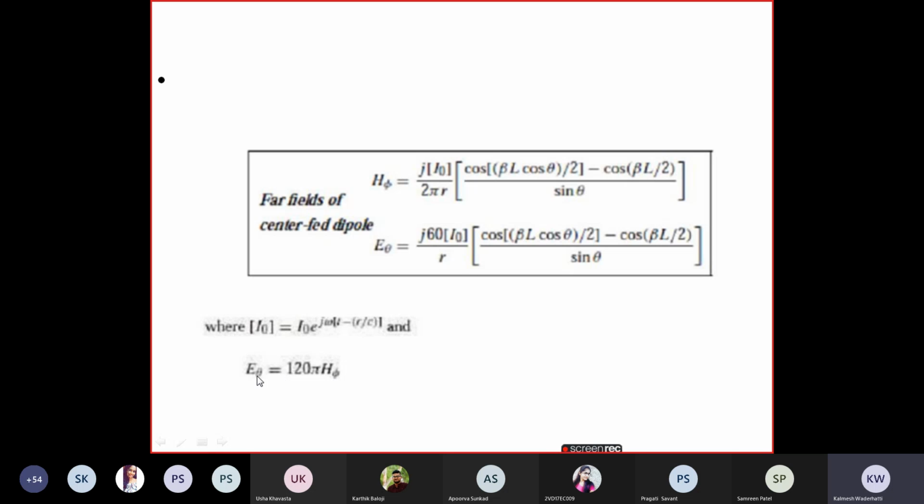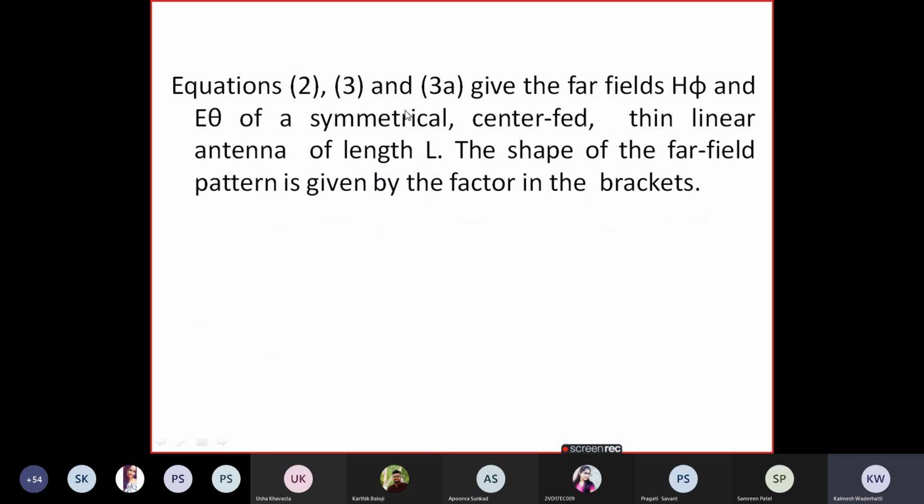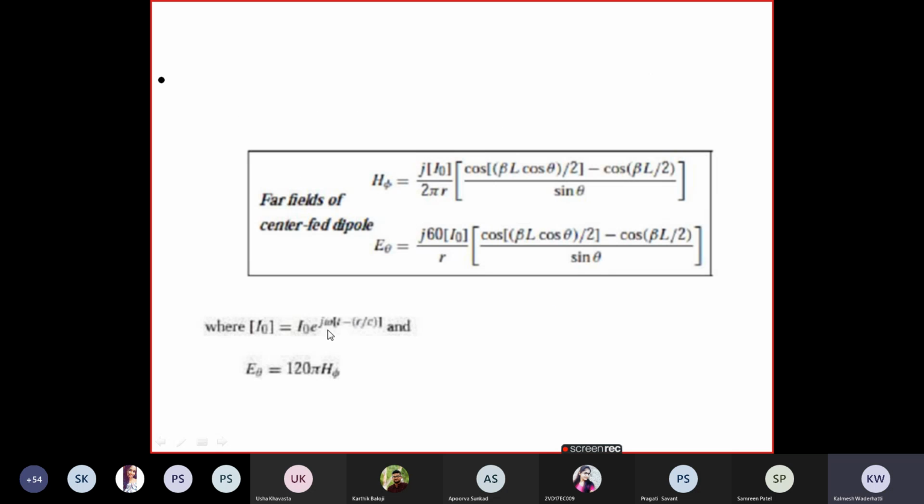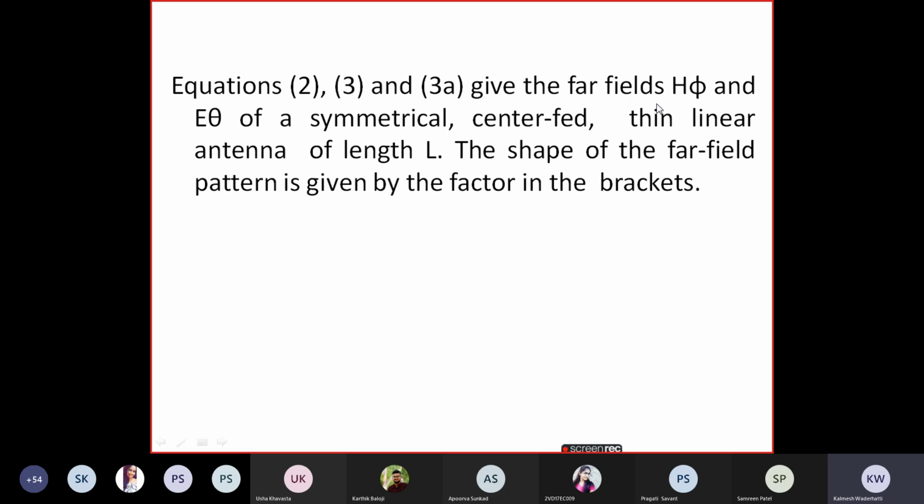Why? Because we have the intrinsic impedance, which is equal to the ratio of E theta to H phi. Therefore we have E theta equal to 120 pi H phi. Here we have three equations, equations 2, 3 and 3a. They give the far field H phi and E theta of the symmetrical center fed thin linear antenna of length L.